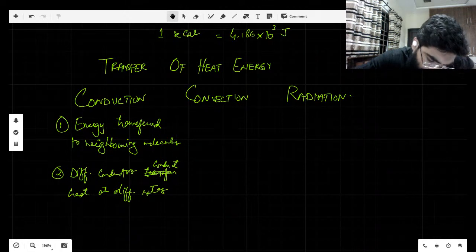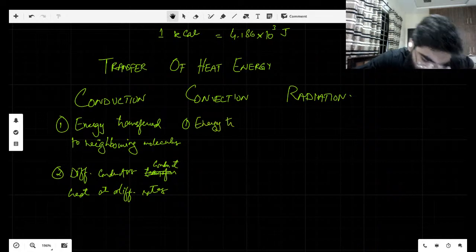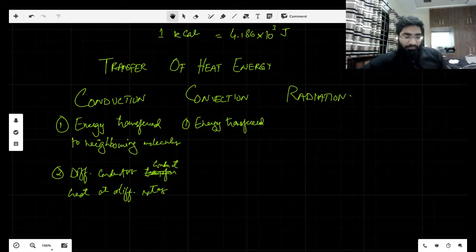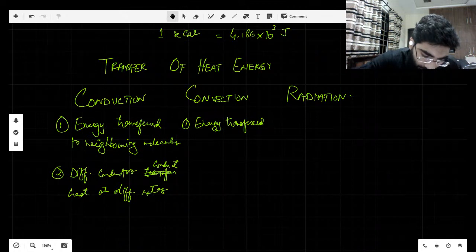Okay, so in convection we have energy transferred. In conduction material does not transfer, material stays right there where it was. Just the molecules keep on passing energy to the neighboring ones. In convection, energy is transferred by transfer of material.